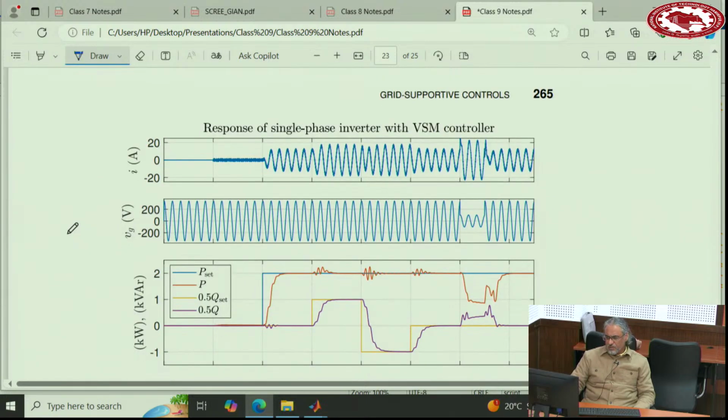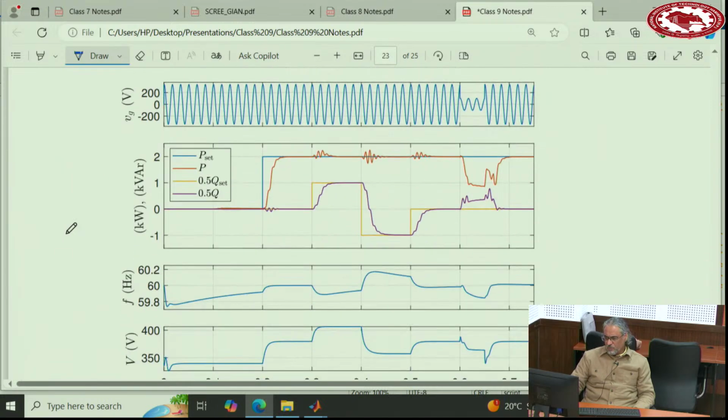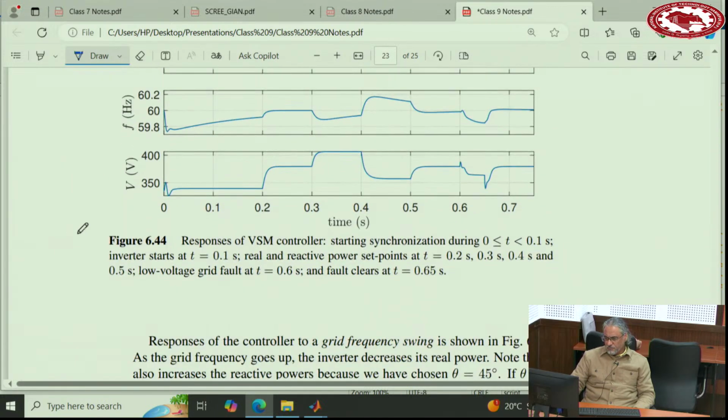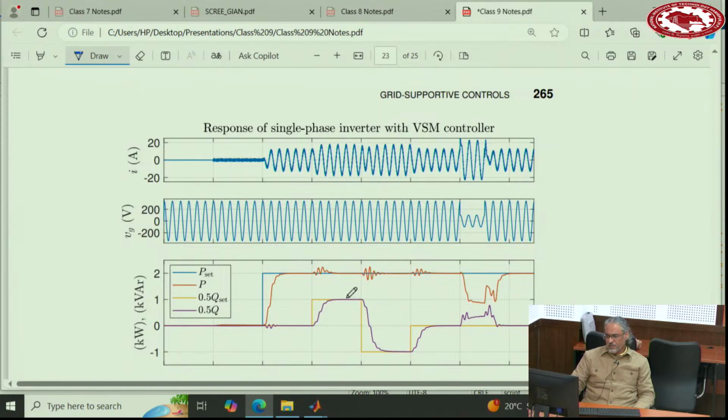This is a simulation that I have here. Starting synchronization during time 0 and 0.1. The inverter starts at t equals 0.1. Then real and reactive power set points at 0.5, then a low voltage grid fault. So all of them are in grid connected mode. This is the grid connected situation.